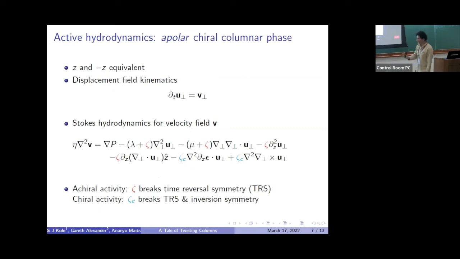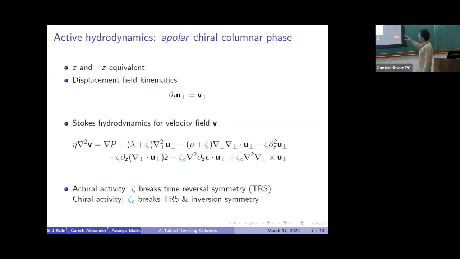So you have columns, and it's up-down symmetric along the z direction. And we ignore permeation. So basically, it's a kinematic equation of the displacement field, that is ∂u/∂t = v. And we look in the Stokesian limit, where η∇²v will be forces coming from stresses. So contributions from the elasticity λ and μ, which is mildly affected by the activity.